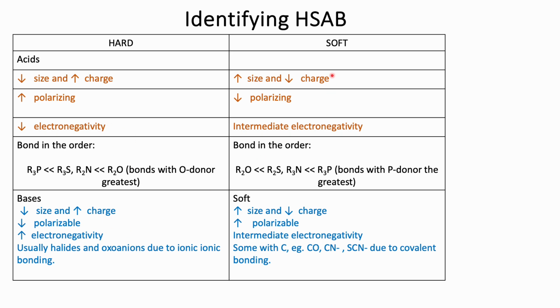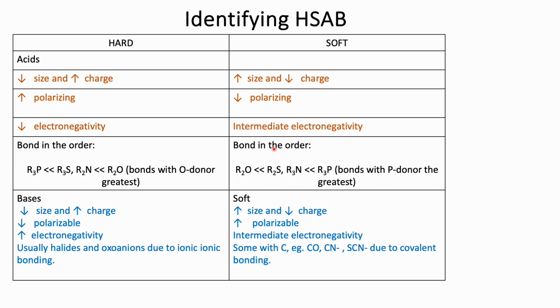Right, so for soft naman, soft acids are high in size, big in size, but small in charge, hence making them weakly polarizing. These are your middle class elements in your periodic table with an intermediate electronegativity.